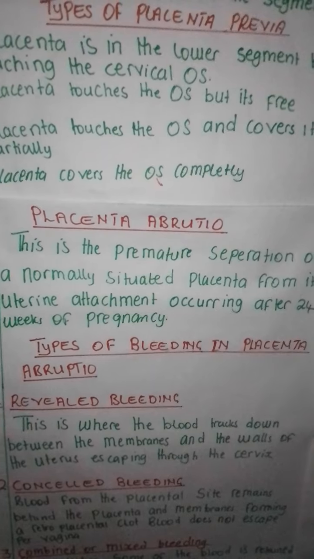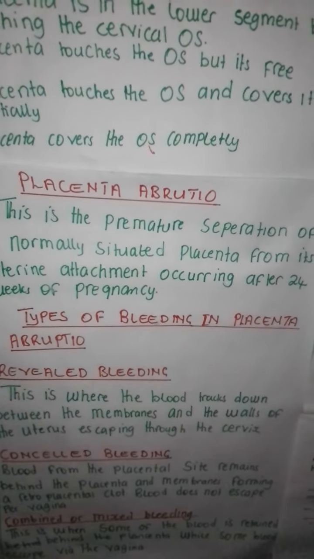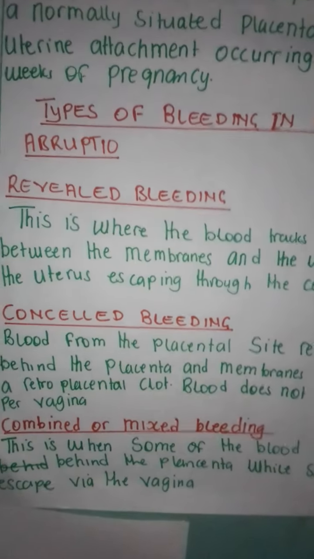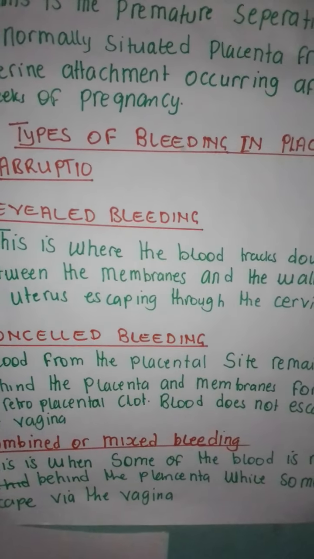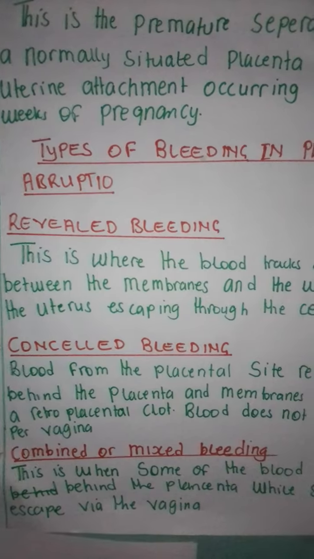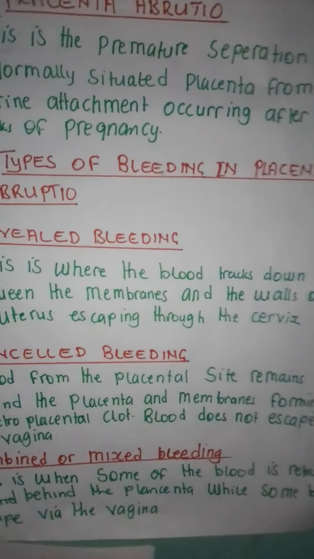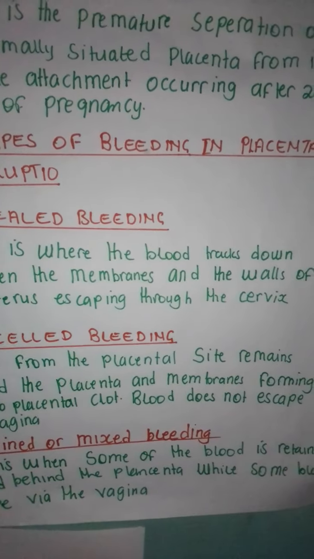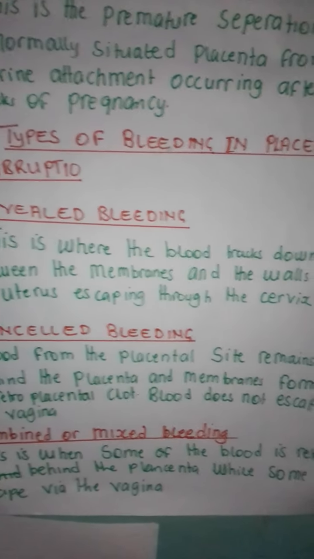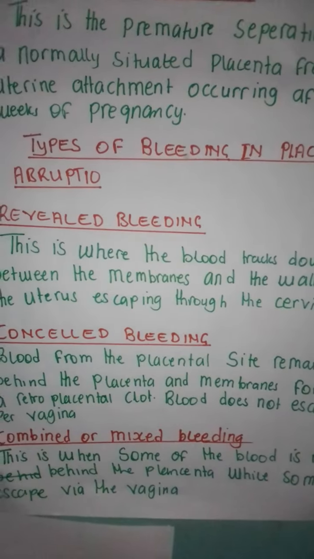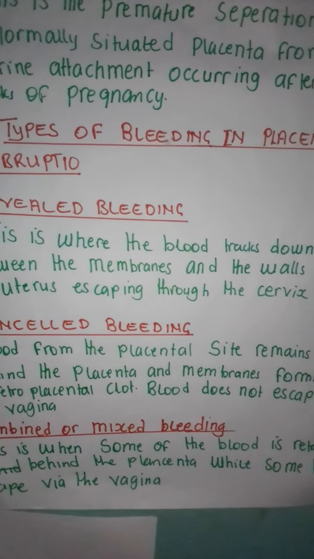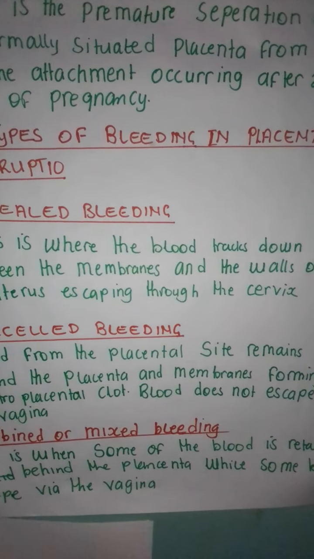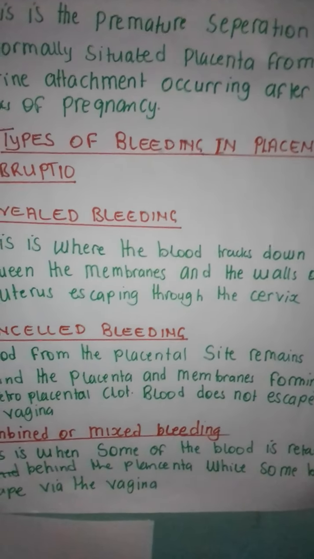What are the types of bleeding in placenta abruptio? There is what we call revealed bleeding. This is where the blood tracks down between the membranes and the walls of the uterus, escaping through the cervix. So the revealed bleeding is the one where we can see that there is bleeding.